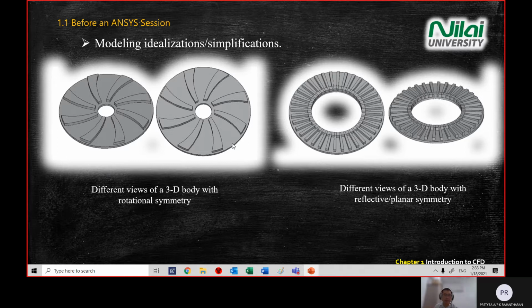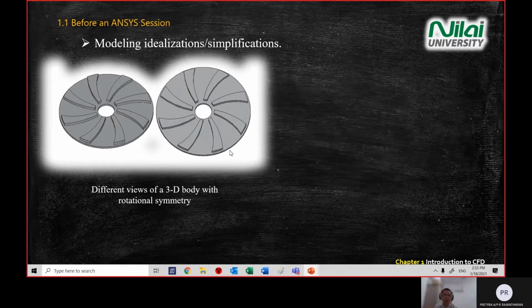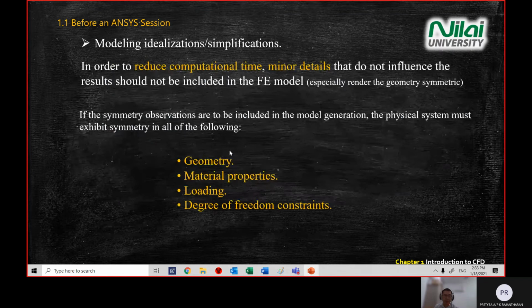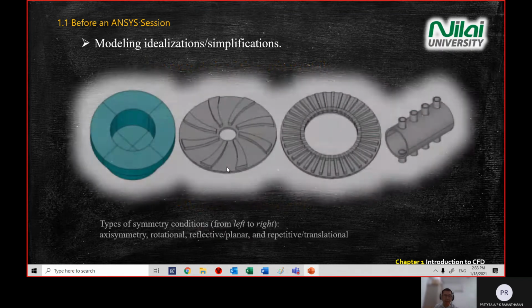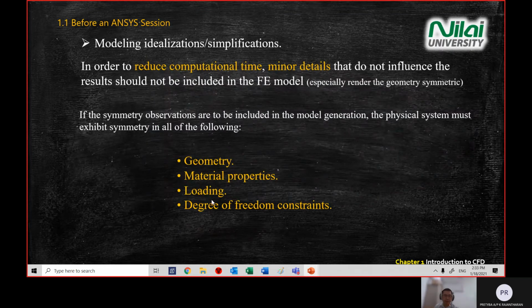And of course, this one, when we simplify, we assume that the loading is the same. You want to simplify your simulation. You have to look at the four main points that we mentioned just now. You look at the geometry, you look at the material property, you look at the loading, you look at the free body, your degree of freedom. So these are the four main components that we consider when we want to simplify our simulation: geometry, material, the loading, and the free body, the degree of freedom.